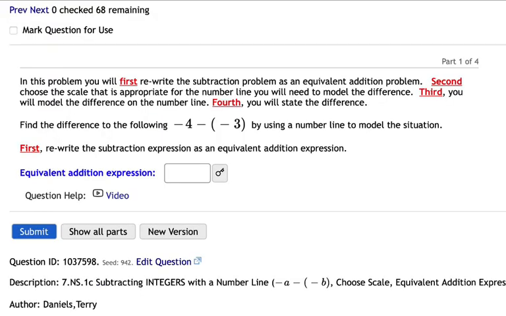Continuing with our number line problems, this time we have a subtraction problem, -4 minus -3. Anytime we have a subtraction problem, the first thing we need to do is write it, as this states right here, as an equivalent addition expression. In other words, we're going to rewrite that as an addition problem. We do that by saying keep, change, opposite. So we're going to keep -4 as -4. We're going to change the subtraction to addition and the second number, -3, to the opposite of what it is. The opposite of -3 is +3.